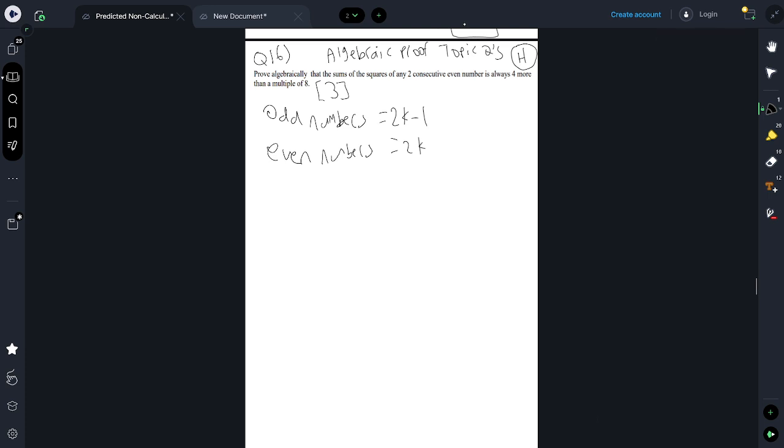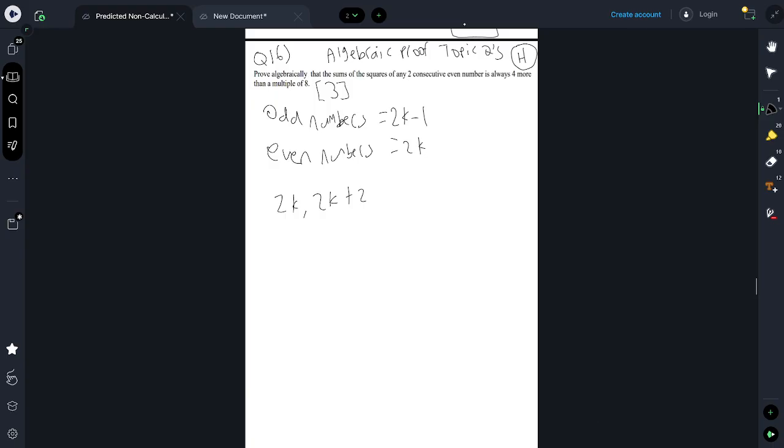Okay, but let's break it out. So the sums of the squares of any two consecutive even numbers. So we'll work our way back. So what's two consecutive even numbers? An even number would be 2k, but then the next even number would be 2k plus 2. So, for example, 2 would be an even number, then 4 would be the next even number.